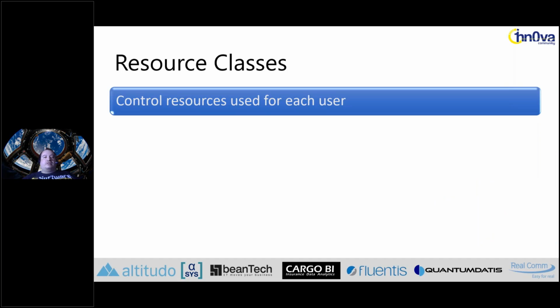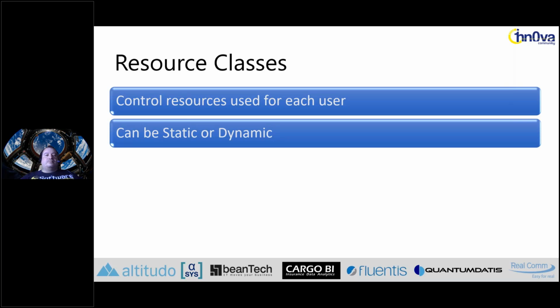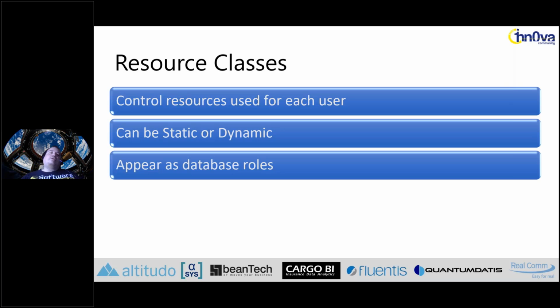What are resource classes? Resource classes control the resources used by each user. So each user has a throttling of resources. Each user can use only a limited amount of the resources of the SQL data warehouse. They can be static or dynamic. There are these two types of resource classes, static or dynamic. Let's compare them in a while. And they appear as database roles inside the database. This means that we need to include the user in the resource classes that we would like, according to the resources that we would like that user to consume.